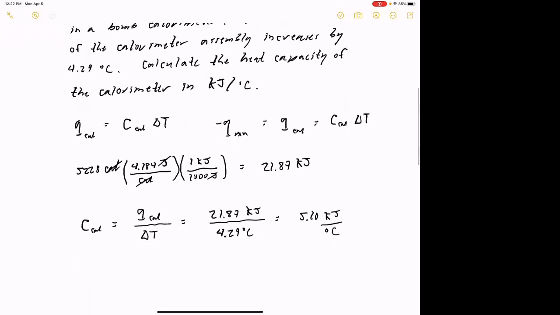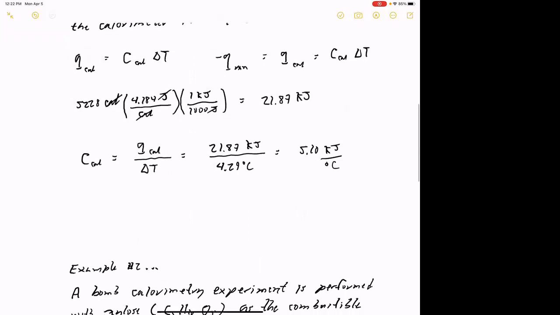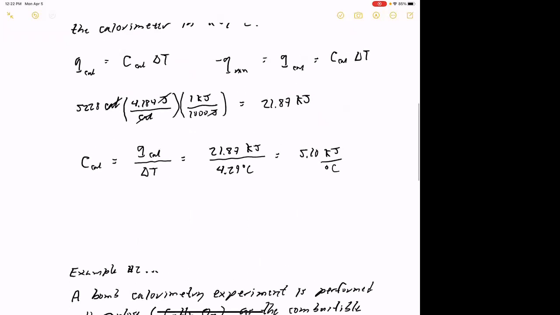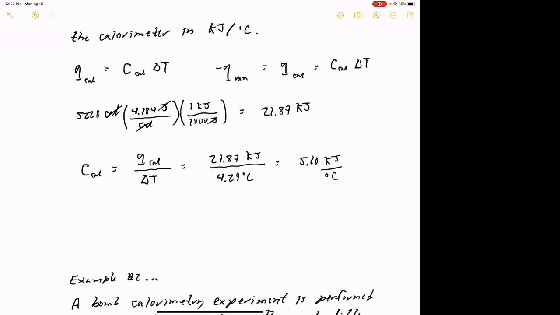So that being the case, I've now got the calorimeter constant for the calorimeter. Again, this is based on burning a reference hydrocarbon whose heat of combustion I already know because somebody else did that experiment. Any questions about that at this point?